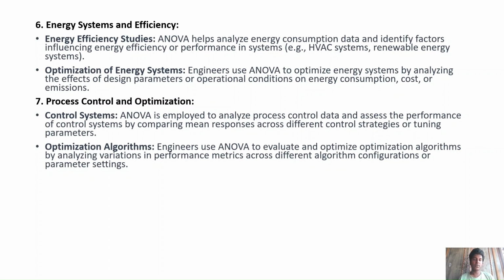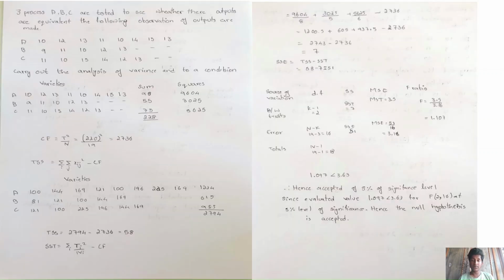Seventh, process control and optimization. Control systems. ANOVA is employed to analyze process control data and assess the performance of control systems by comparing mean responses across different control strategies or tuning parameters. Optimization algorithms. Engineers use ANOVA to evaluate and optimize optimization algorithms by analyzing variation in performance metrics across different algorithm configurations or parameter settings.